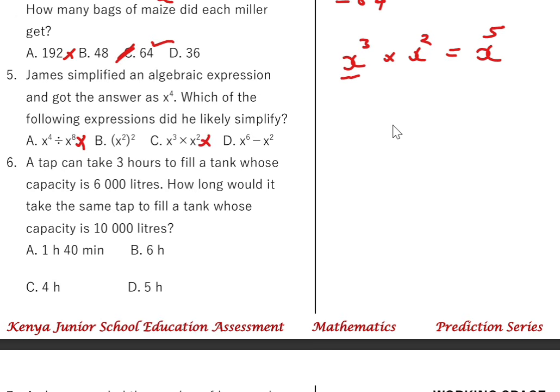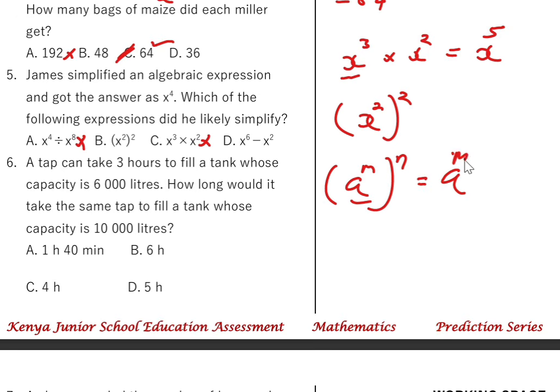What about B? Here we have x power 2, power of powers, x power 2 raised to 2. So we know that if you have a power m raised to another power n, you simply pick what is inside the bracket, a, then you multiply the powers. So it will be m times n. So for this case, you pick what is inside, it is x, multiply the powers, 2 times 2, it is 4. And therefore, that is likely the expression, and therefore the answer is B.